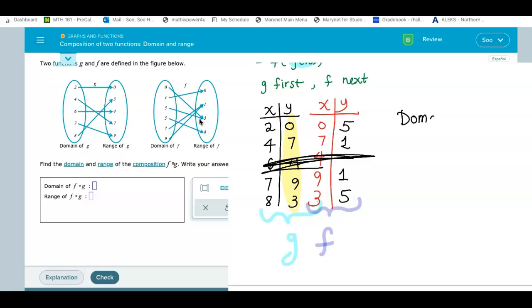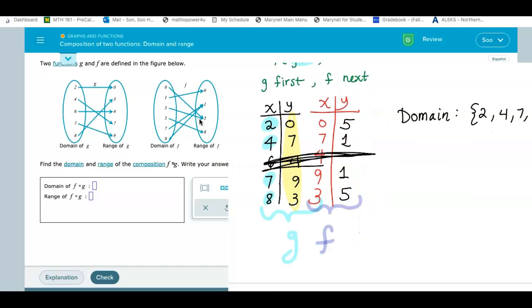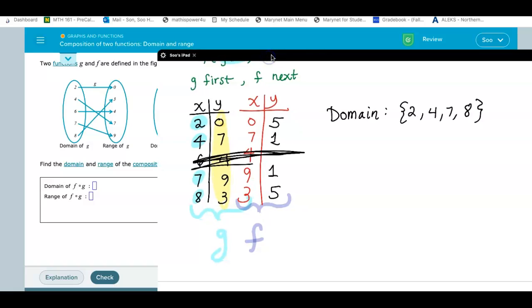So let's write the domain. Domain is all the possible x values. What are all the possible x values? 2, 4, 7, and 8. Now the range is going to be on the all the way right: 5, 1, 1, and 5. Some of them repeated, so let me just write it as 1 and 5. That's it. Let me type them in.